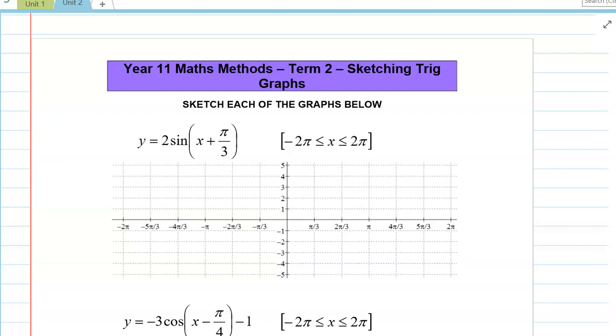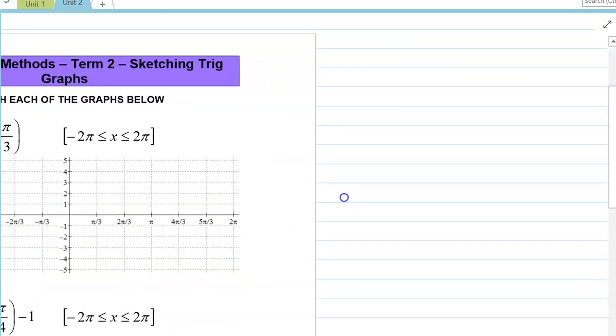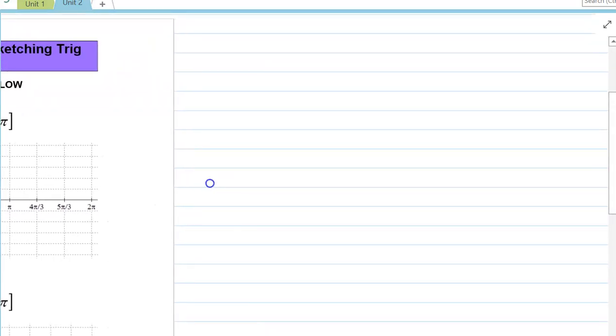Alright, so I'm going to be working through the answers to this sheet. I'll particularly spend most time on the first one here. So I'm looking at this function here, y equals 2 sine bracket x plus pi upon 3. So I will need to show some working for this. The thing about this is you have to show working, otherwise you can't work all the things out.